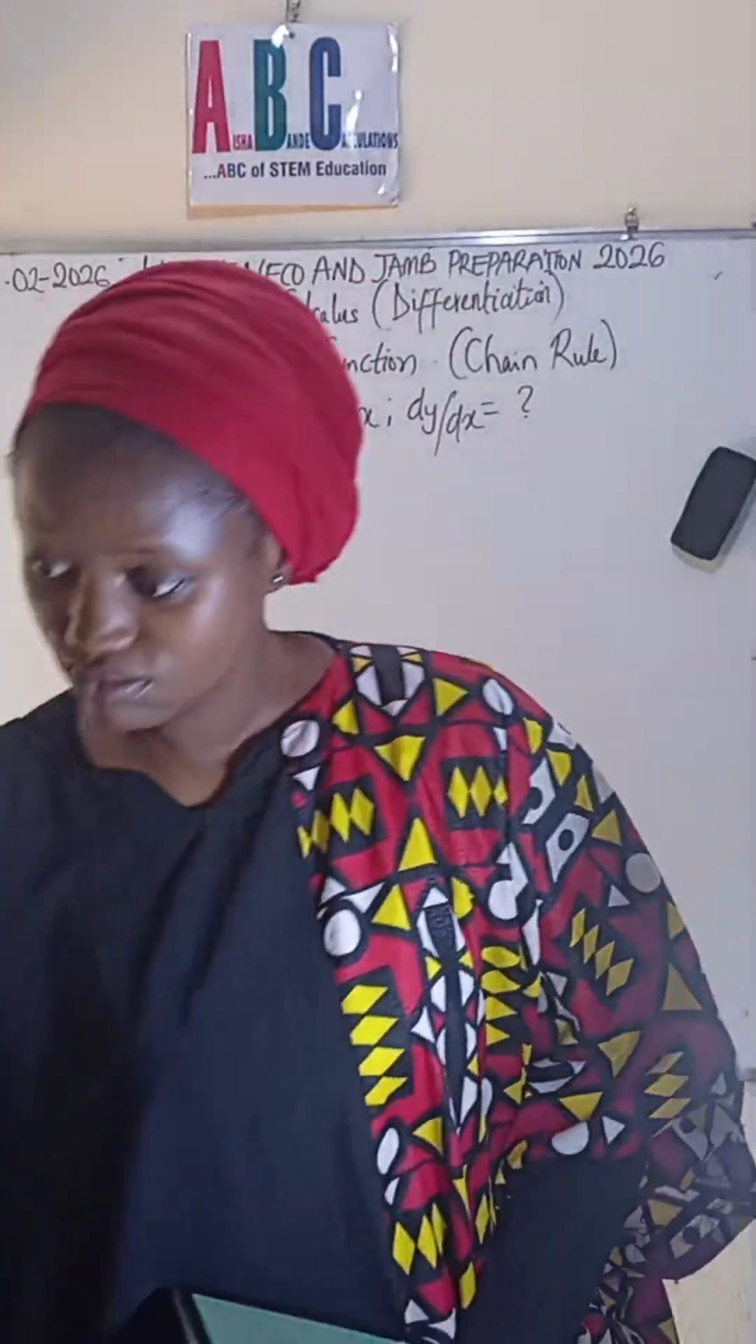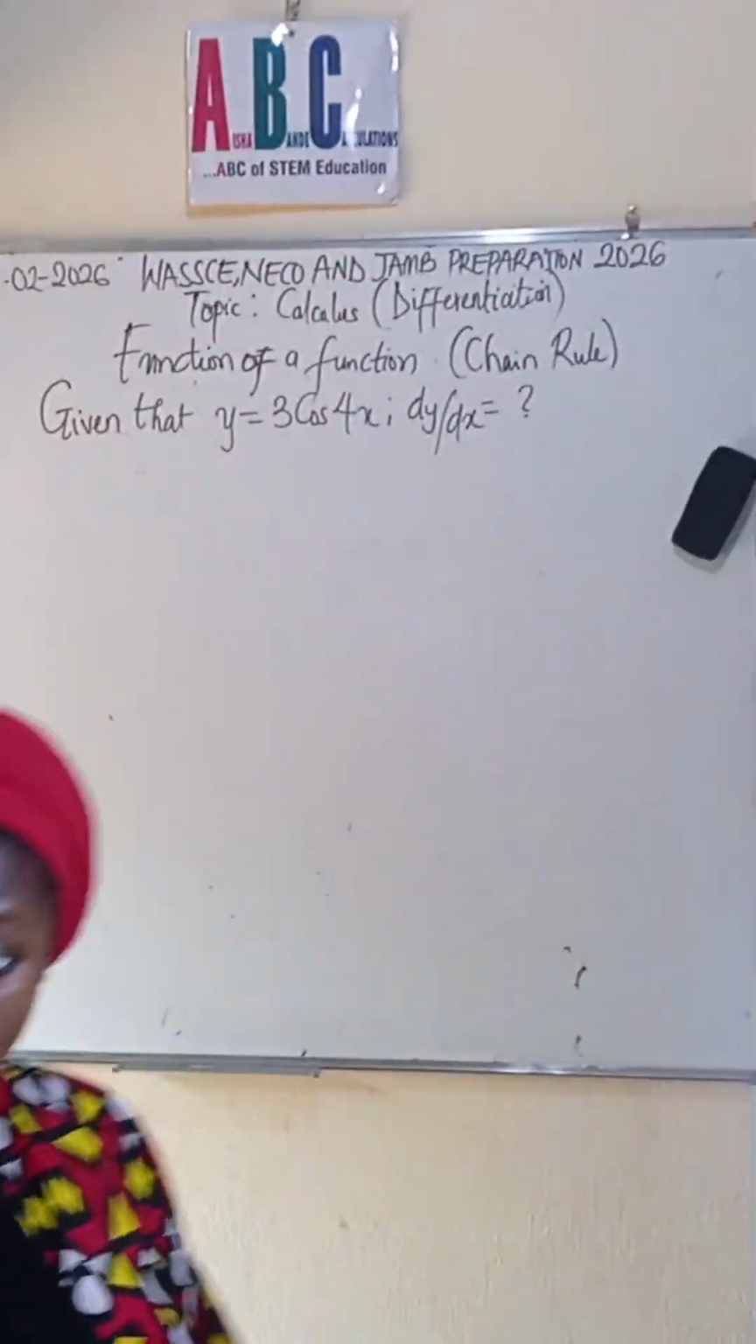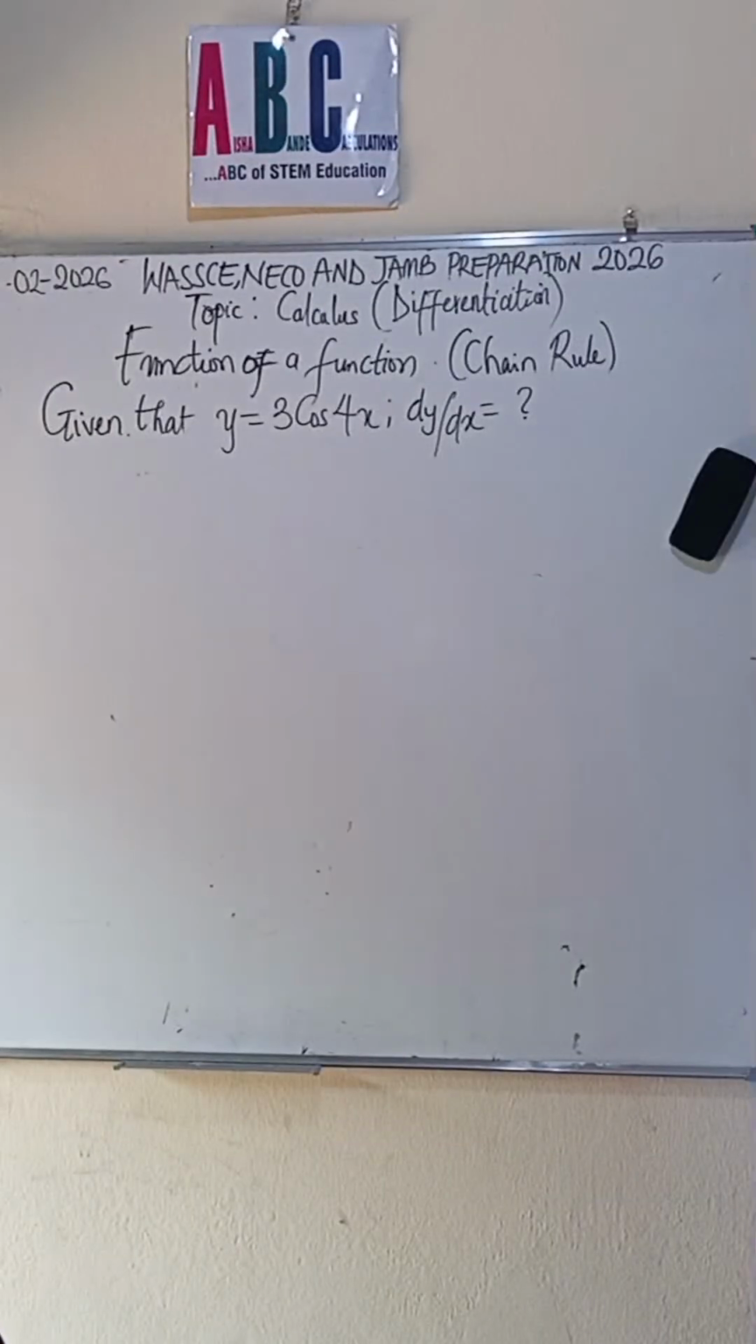Let's try this. I forgot the shortcut method. I don't know why my camera is just being clear and blurry, clear and blurry. Please help me check, is my camera clear?